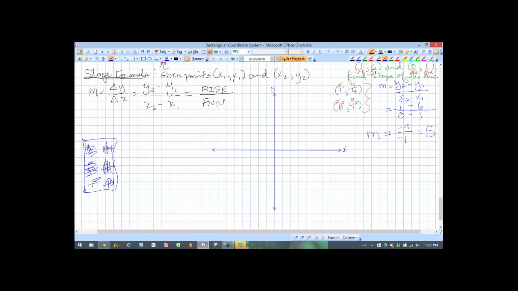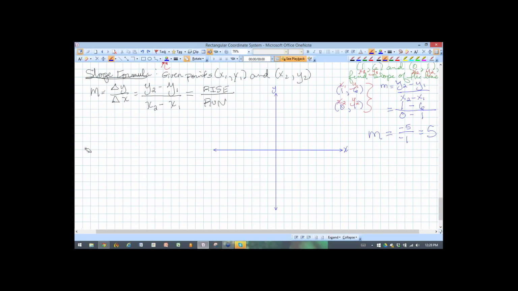By now, you guys should have plotted the points 1, 6, and 0, 1. If you've done that correctly, oh, surprise. By the way, you're supposed to be doing that while I told you about the printable graphing paper.